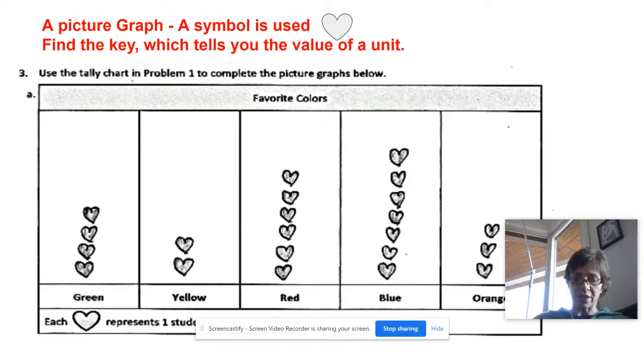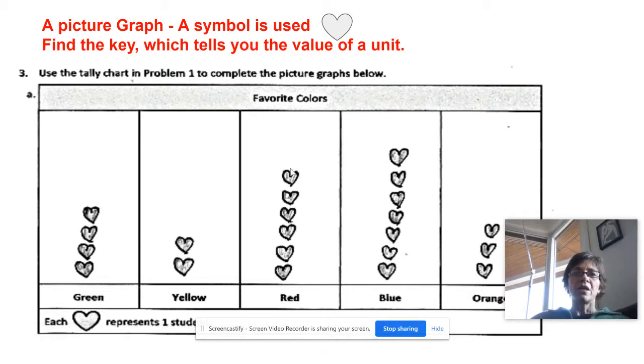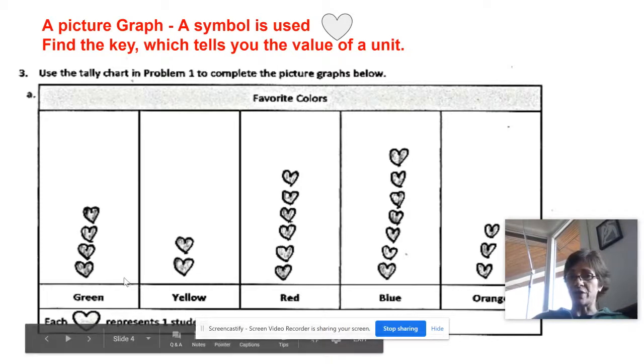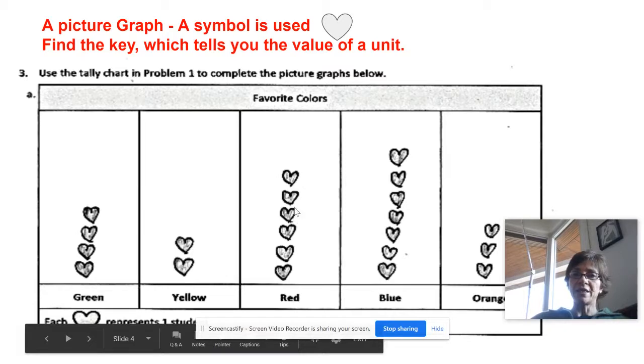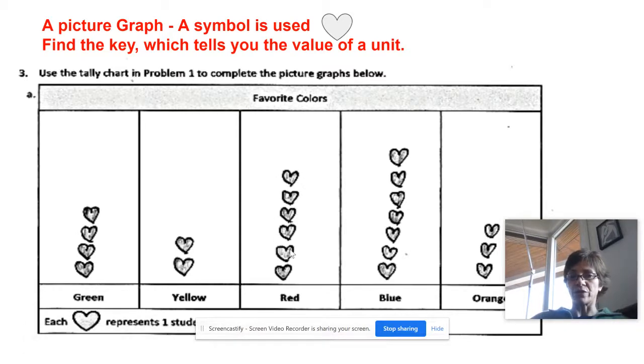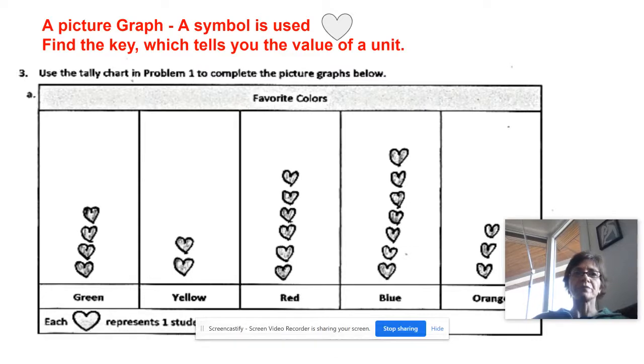All right, this is a different kind. It's called a picture graph, and as you can see, we're using symbols. In this case, it's a heart. We're using a symbol instead of a tally mark. Again, we are interviewing, for example, our friends, our classmates on what is their favorite color. And we are drawing this symbol, the heart, in the column of the corresponding color. So if somebody says my favorite color is red, I'm going to draw a heart in the red column.